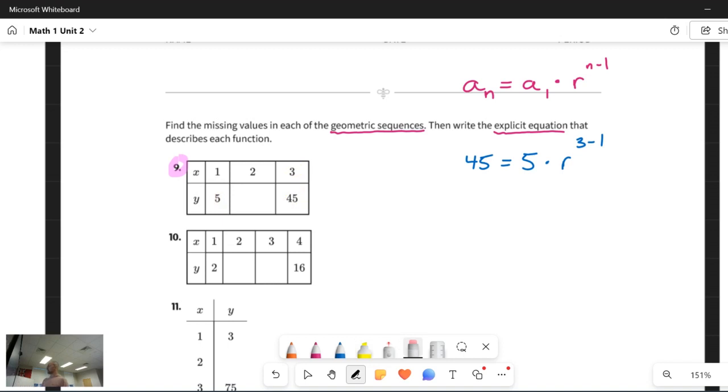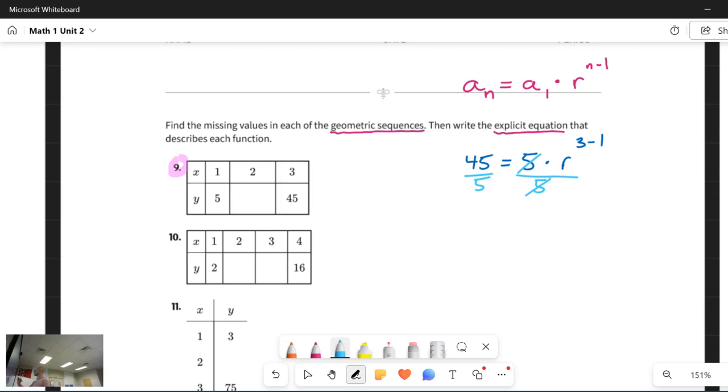Now I'm going to get rid of all that. And then it's just some basic algebra to solve for what our r value is going to be, because we can't have an explicit equation without the a of 1 and the r. Everything else we don't really care about, but we need an a of 1, we need an r. So when I'm looking here, the first thing that I'm going to do is divide by 5.